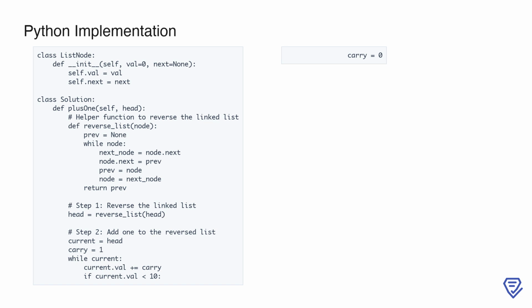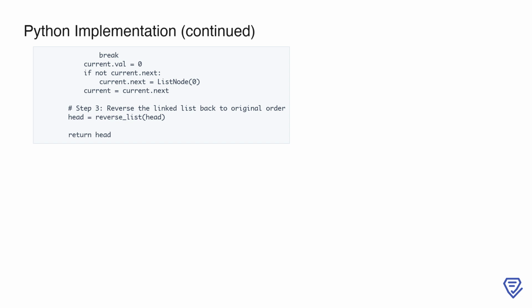For each node, we add the carry to its value. If the resulting value is less than 10, we reset the carry to 0 because no further propagation is needed. However, if the node's value becomes 10 or greater, we set its value to 0 and continue to the next node, ensuring that the carry is propagated. If we reach the end of the list and there's still a carry, we create a new node with a value of 1, which allows us to extend the list and handle cases like turning 999 into 1000.